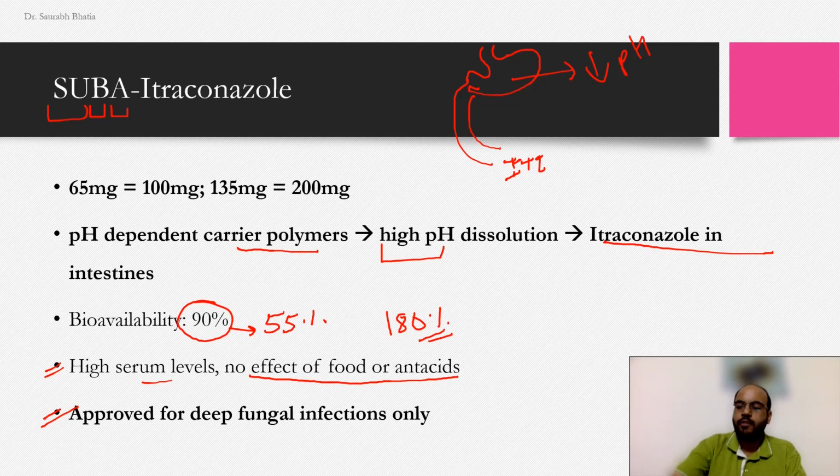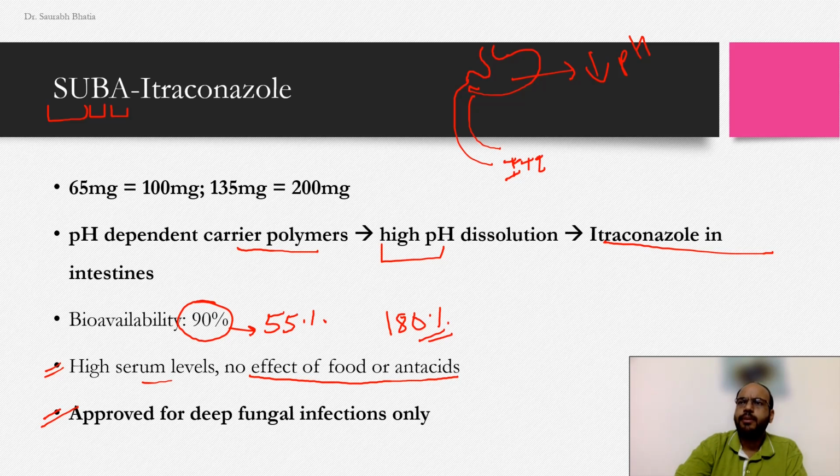There has been a lot of marketing campaign regarding the use of SUBA-Itraconazole in the treatment of dermatophyte infection, but remember it is not approved yet. So if you want to use it, don't use it. Okay, you have to be very careful using SUBA.